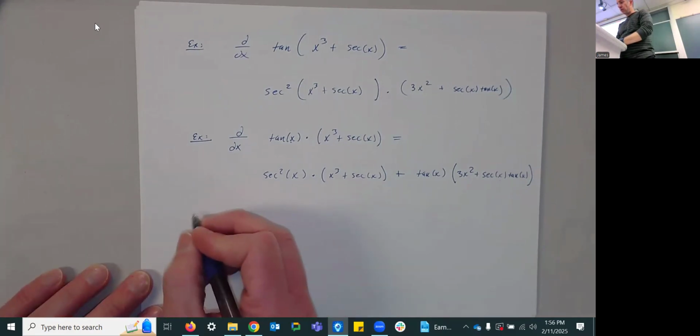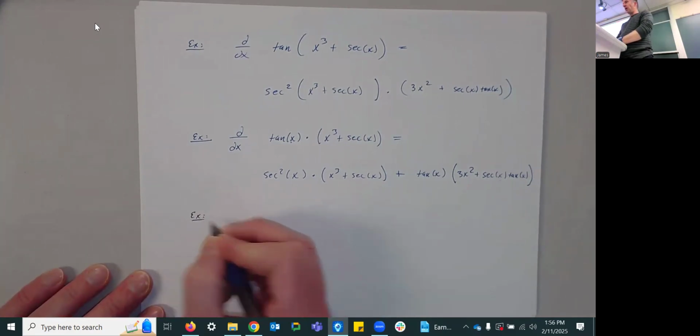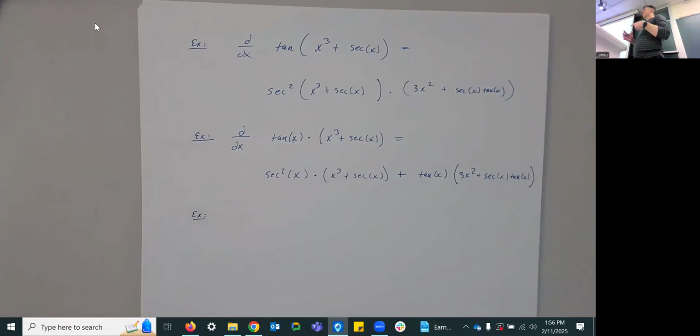Let's look at some more examples though. As a reminder, we've talked about how to take derivatives of x to a power or all of the trig functions, or we also have e to the x. We haven't really talked about natural log of x yet, even though I did mention it briefly at the end of our big derivative list.